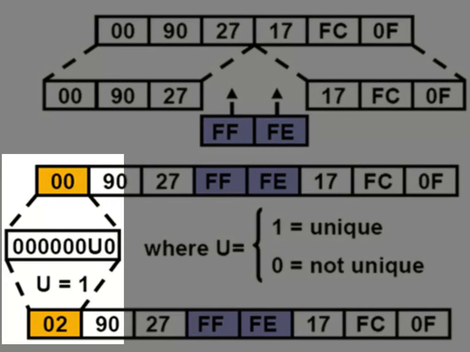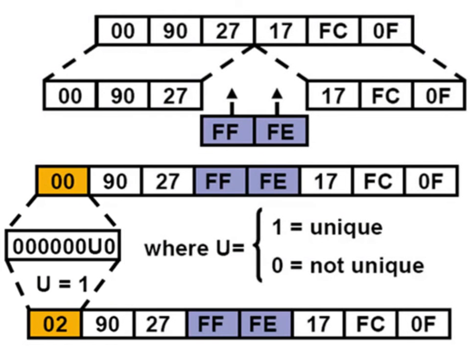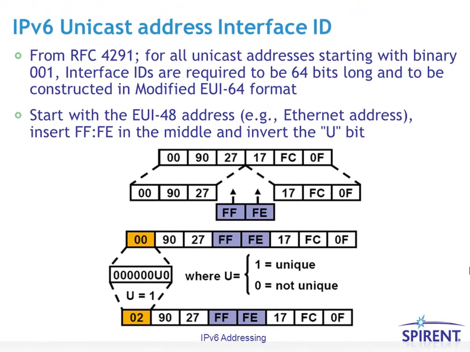take the most significant byte, which I'll discuss more on the next slide in case you're not familiar with what I call the anatomy of a MAC address. In the most significant byte, the second least significant bit is the U bit, where it's either unique or global, and we'll talk more about that on the next slide. But when you convert an EUI-48 address to an EUI-64, you actually invert that bit. And so whereas the MAC address might have started with 00, the EUI-64 address will actually start with 02.